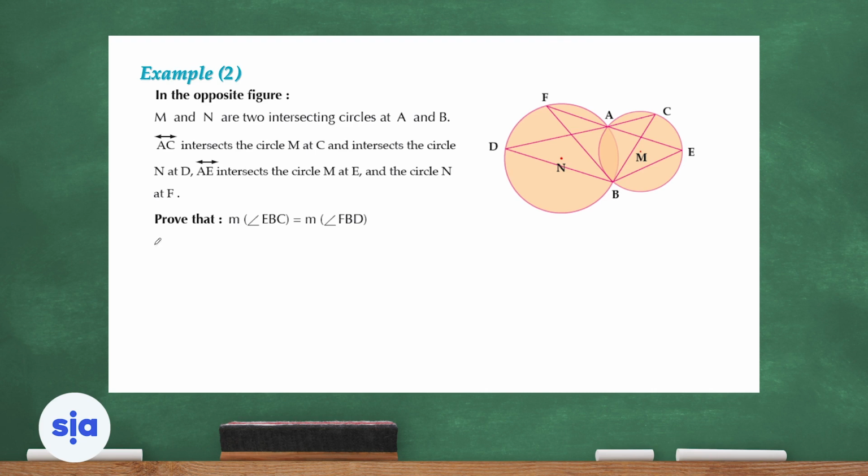Let's go and check. In circle M, you will see that the measure of angle CBE is equal to the measure of angle CAE, inscribed angles subtended by arc CE. And in circle N, the measure of angle DBF is equal to the measure of angle DAF.